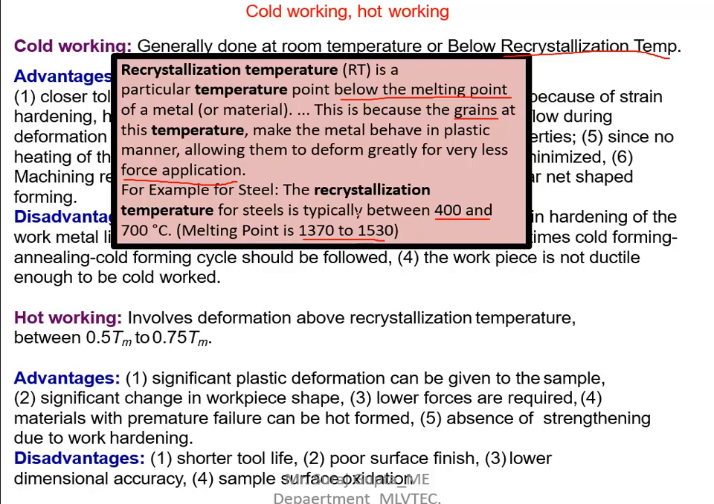But we have to remember that that temperature must be lesser than the melting point of the material. So recrystallization temperature is always lesser than the melting point of the material.